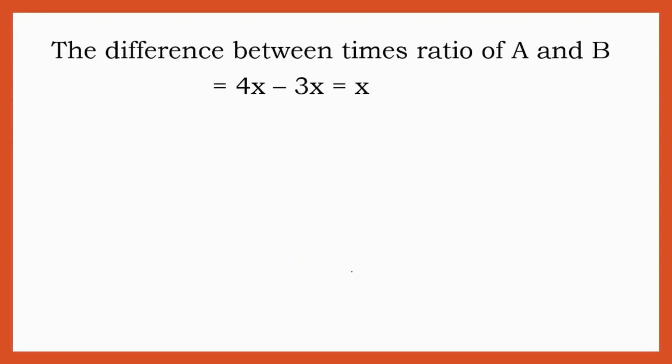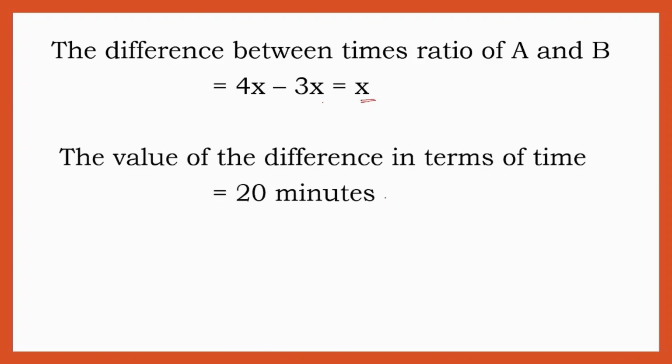Now we see the difference between the times of A and B. That is 4x minus 3x, that is x. The difference between the times is x in terms of ratio. But it is given as 20 minutes, that A reaches the destination 20 minutes later. That means the x value will be 20 minutes. So here x equals 20 minutes, because these two are the same. One is in terms of ratio and the other is in terms of time.